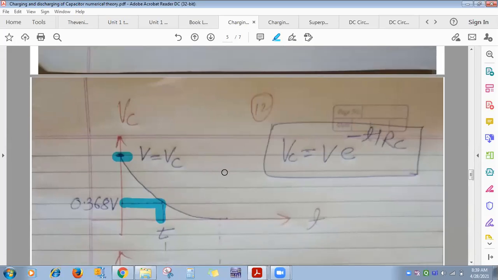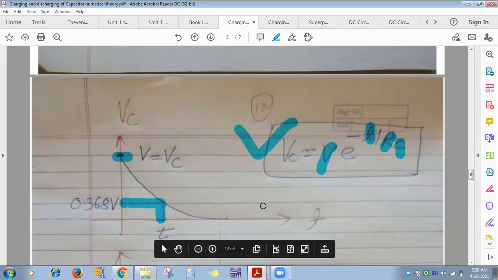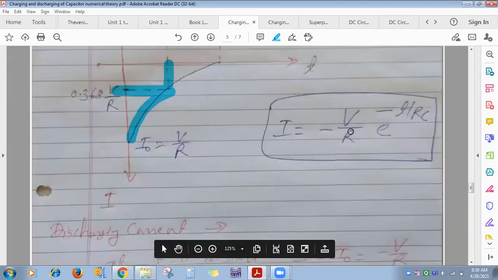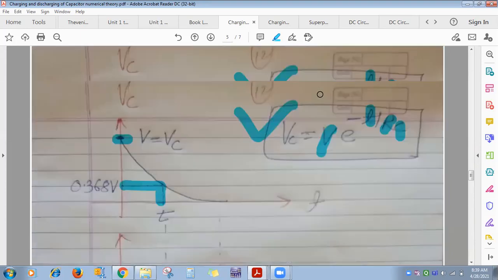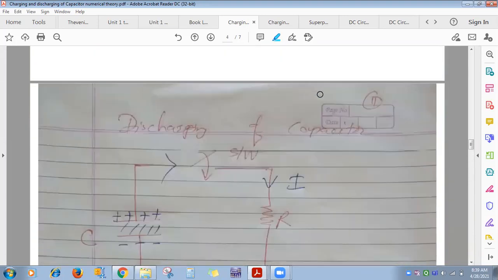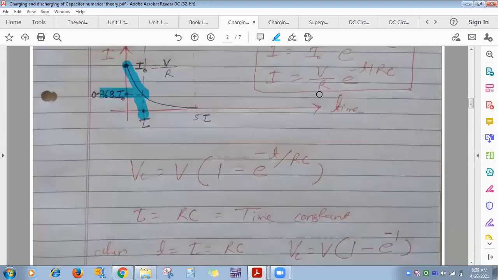Or suppose during discharging, R is given, C is given, supply voltage is given, and after 4 seconds, what will be the voltage across the capacitor? Or here also V given, R given, C given, and during discharging, the current flowing through the circuit after 5 seconds. Same questions for charging also.